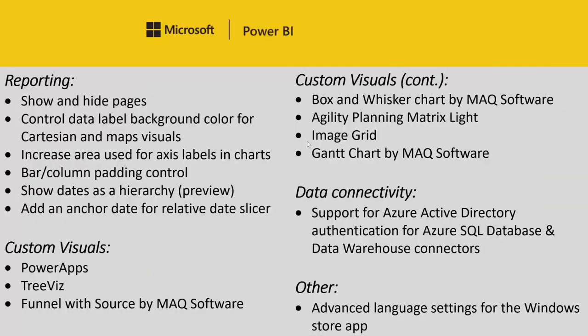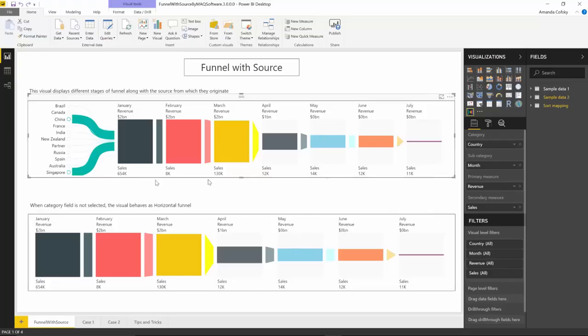The Funnel with Source by Mock Software visual is a wonderful funnel chart visual that not only shows your data as it transitions through each of the different stages, it also has this great concept of source, so you can see not only how the data travels through each of the different funnel levels, but also where it originated from before it entered into this funnel. So you can see here there are 2 great examples of the different stages being shown in this funnel.